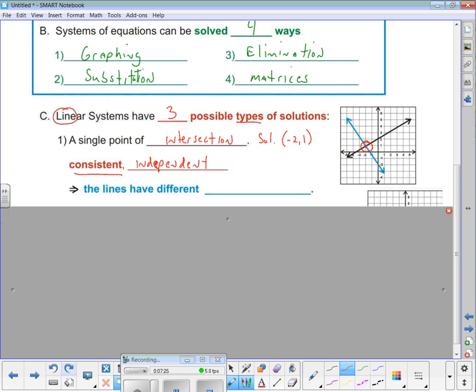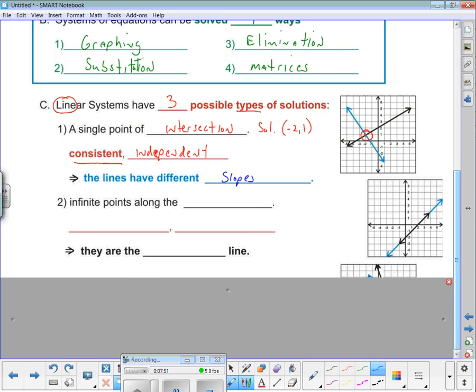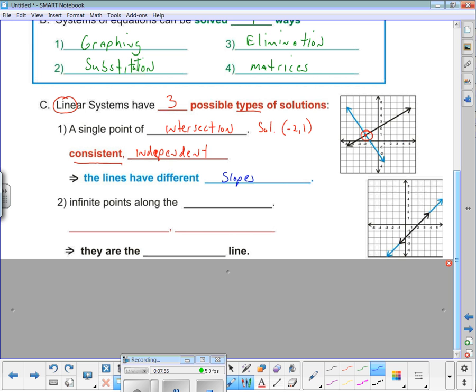Consistent and independent. For this to happen, the lines must have different slopes. And that's obvious. The blue line has a negative slope. The black line has a positive slope, therefore definitely different slopes, right? So that's a normal linear system. You got a point of intersection. What type of solution is it? Consistent and independent. Second possibility: infinite points along the line.